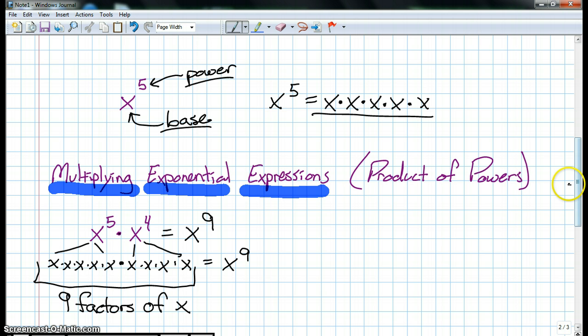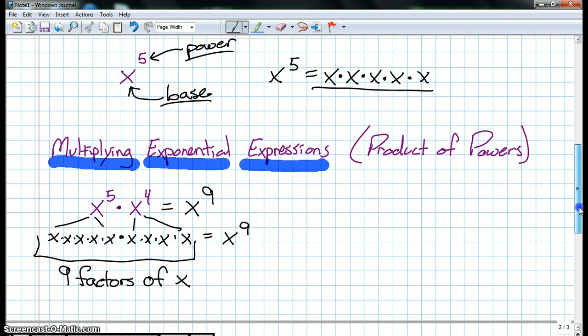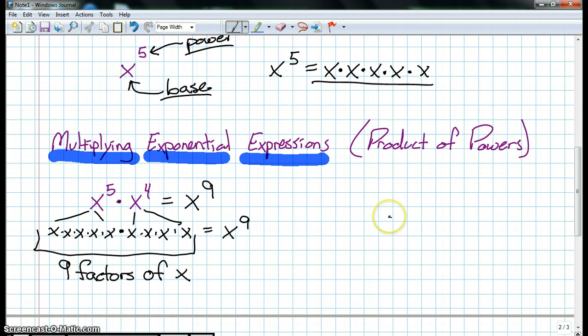Okay, moving on to another example. What if we had something like 3x to the sixth times 4x to the second? Well, if we remember, everything here is being multiplied. This is a 3x to the 6th. It can be rewritten as 3 times x to the 6th times 4 times x to the second, or x squared there.